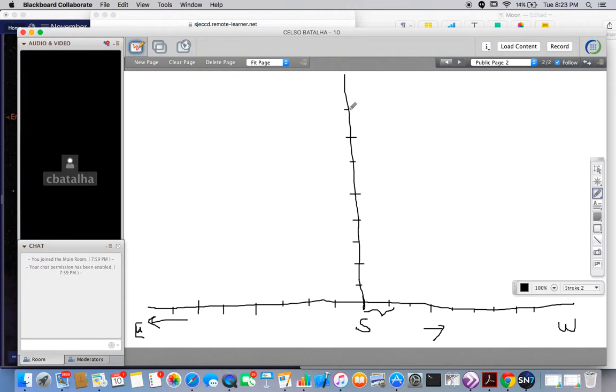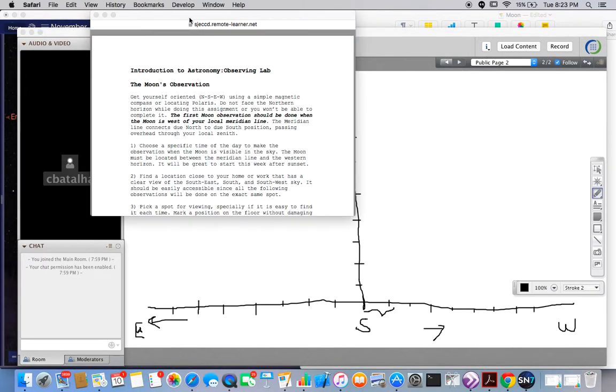And then you're gonna go out and observe the moon. The following few days are gonna be good to observe the moon. Right now the moon is waning, it's close to new moon, so you can't see it in the sky. But you have to observe the moon, and let me show you the handout. It's right here.